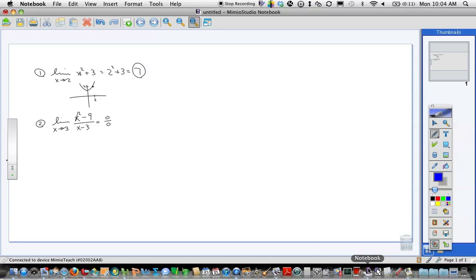Now here's where we go in and do our algebra. We're either going to factor, do a common denominator, or multiply by a conjugate. Those are the algebra things I expect you to be able to do. In this one, it's going to be factor. So we factor, cancel an x minus 3, end up with x plus 3, plug our 3 in, and we get 6. There's our limit. This limit existed, even though we originally got undefined.